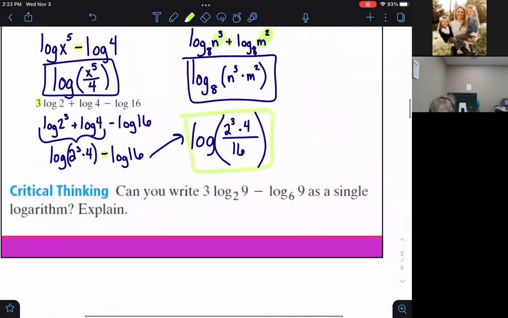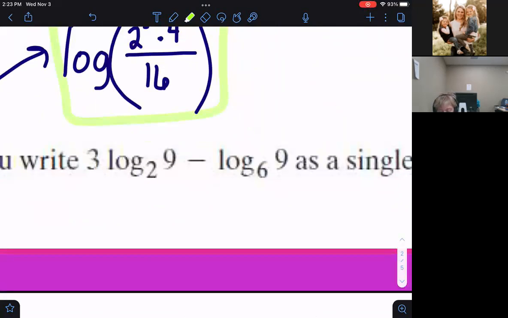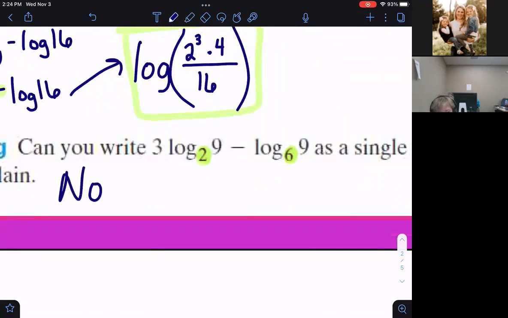And we have a critical thinking question at the bottom. Can we write 3 log base 2 of 9 minus log base 6 of 9 as a single logarithm? When I look at these two problems, the first thing that stands out to me is that one of them is a base of 2 and the other one is a base of 6. So we cannot write these as one single logarithm because they have different bases.